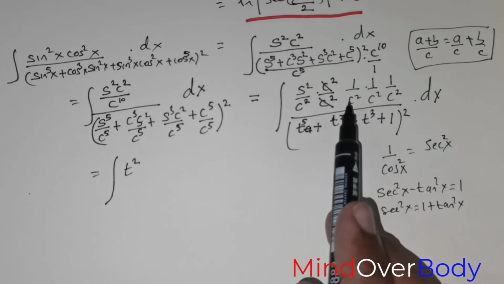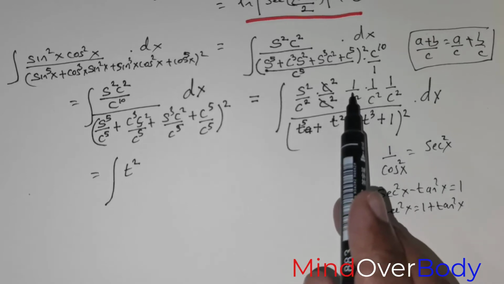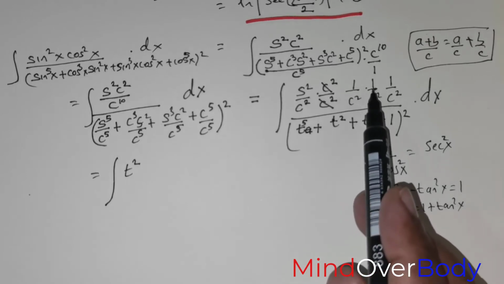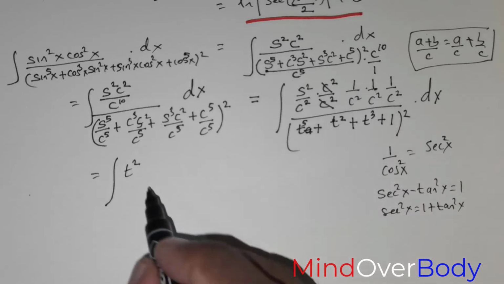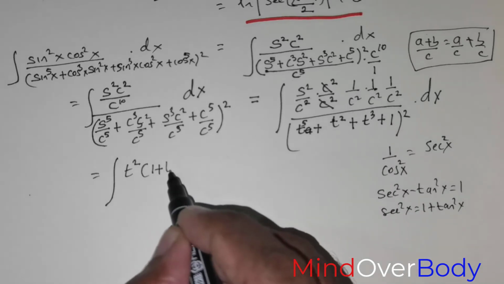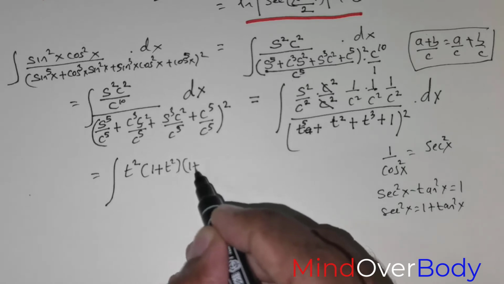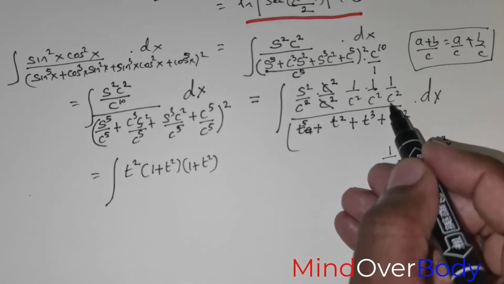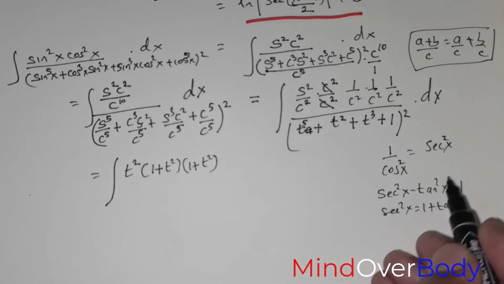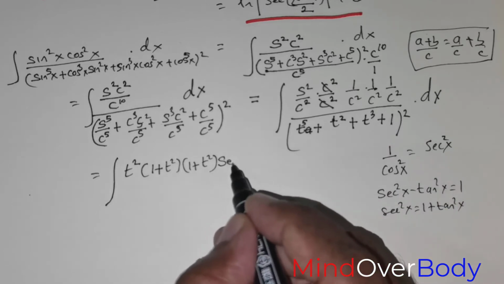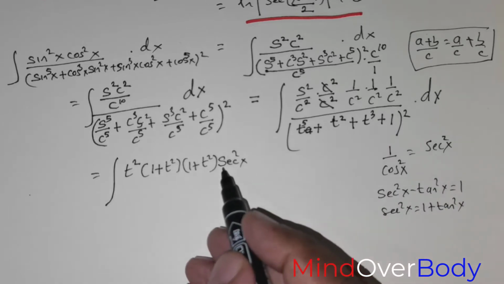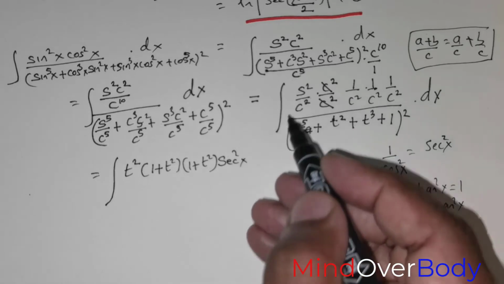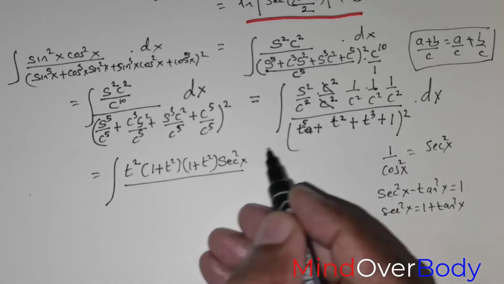So you have one positive tan squared x here and one positive tan squared x over here. So I can write it like this: 1 plus tan squared times 1 plus tan squared, and 1 over cos squared, that's secant squared. So it's going to be secant squared x. I don't want to write it as s, because if I were to write it as s, it would mean sine. So I'm just writing it as secant squared x.